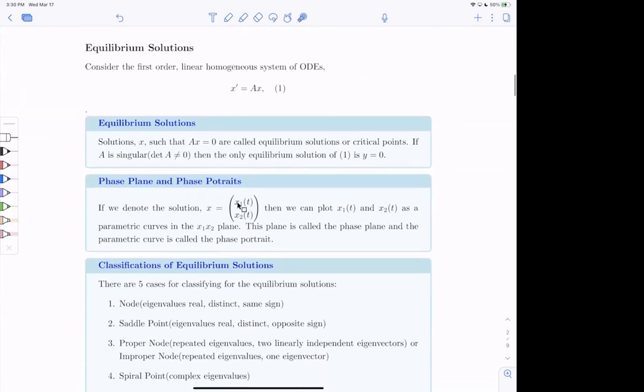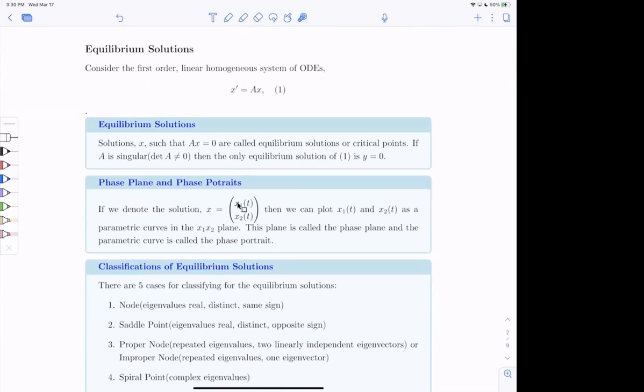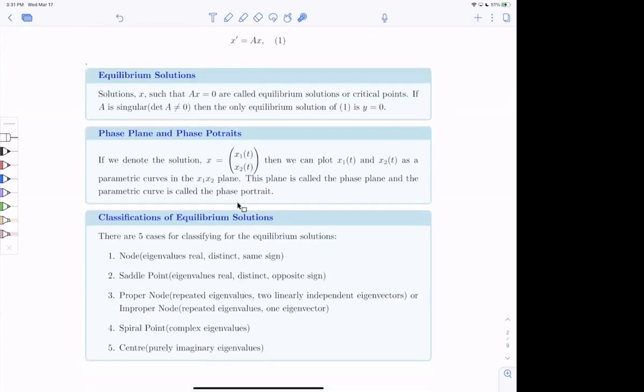Anyway, equilibrium solutions. Consider the first order linear homogeneous system, x prime equals Ax. The equilibrium solution is when this equals 0, so it's when the first derivative equals 0. It's called an equilibrium solution or critical point, which we actually talked about before, but we did not classify it. If A is nonsingular, which means the determinant is not zero, then the only equilibrium solution is x equals zero, which you should know by now.